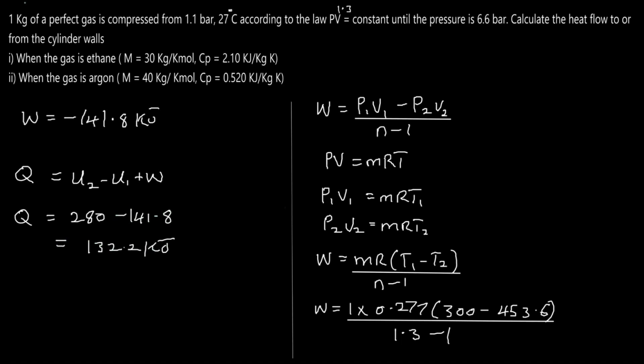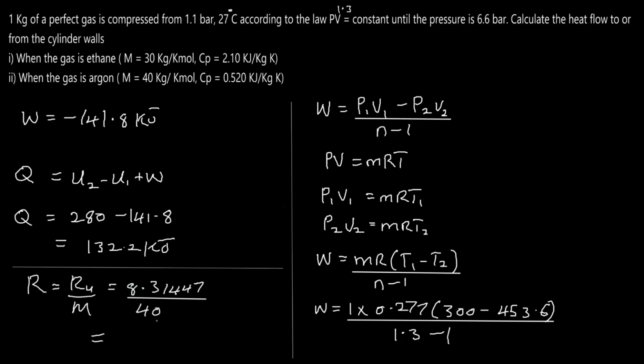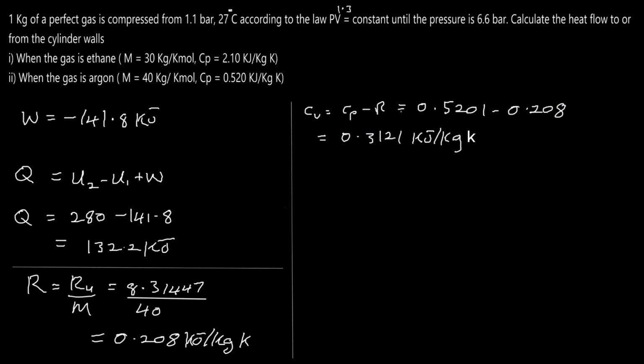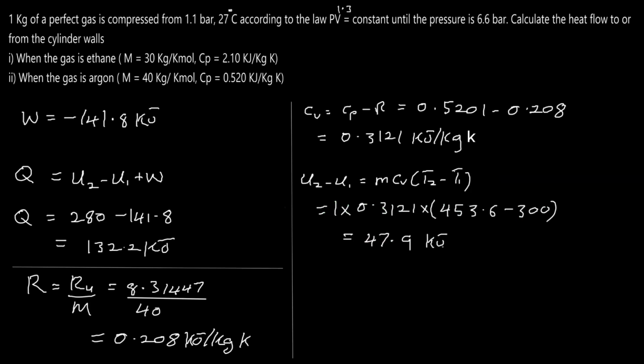Now, using the same method for argon, our gas constant equals the universal gas constant divided by the molar mass, and this gives us 0.208 kilojoules per kg Kelvin. And our specific heat at constant volume, Cv, equals Cp minus R, which gives us 0.3121 kilojoules per kg Kelvin. So the difference in internal energy, U2 minus U1, substituting all our known values, equals 47.9 kilojoules.